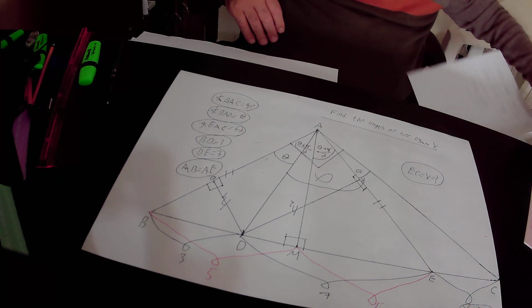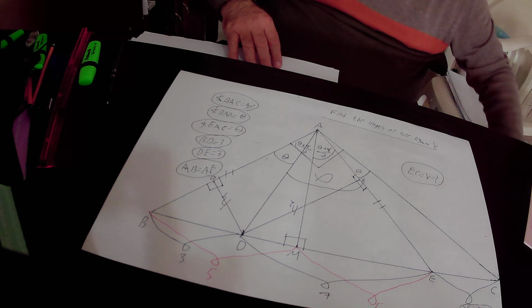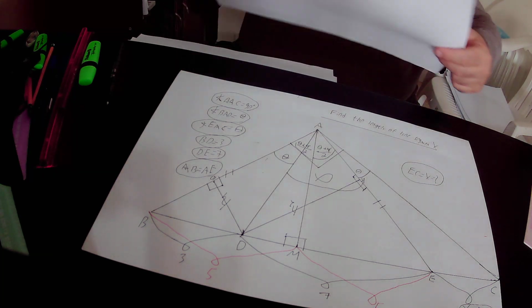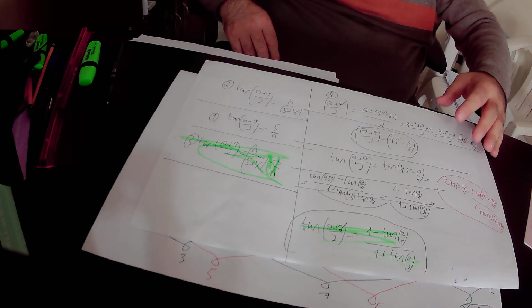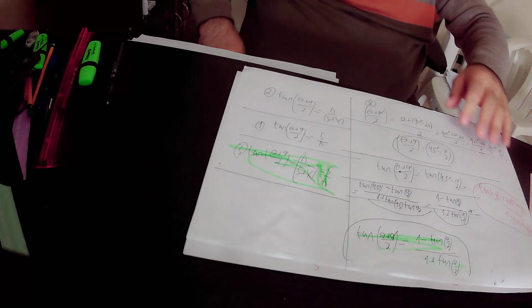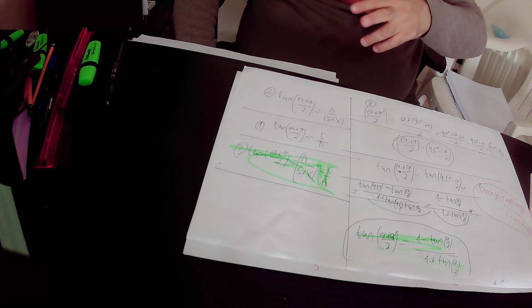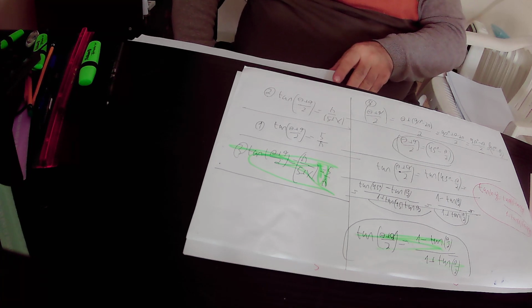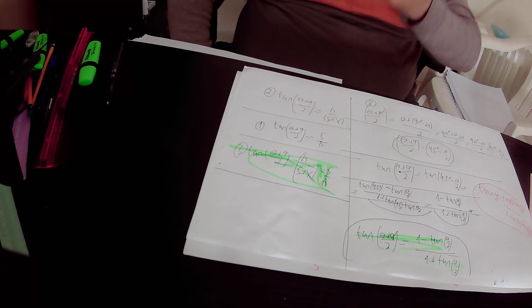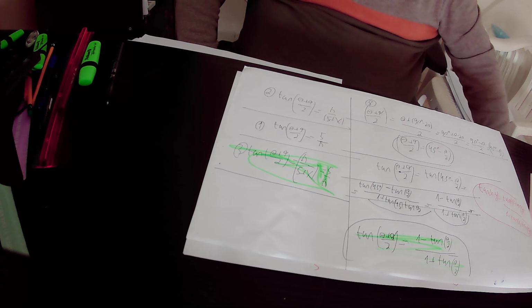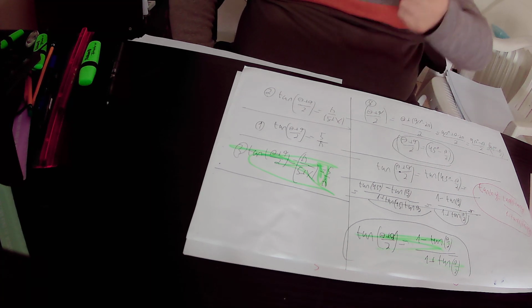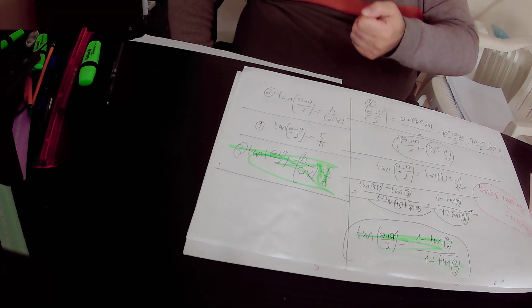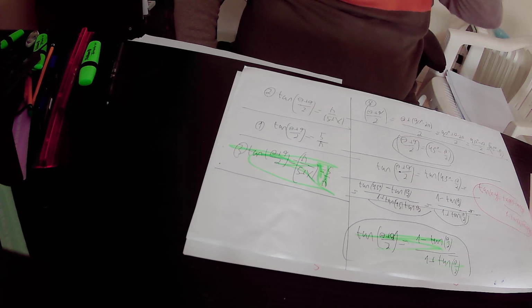So we have two equations for tangent of (theta plus alpha)/2. We wrote down the two equations on this page. This is equation number 2, this is equation number 1. And from equation number 2 and equation number 1, we derived equation number 3, that is the combination of equation number 1 with equation number 2.